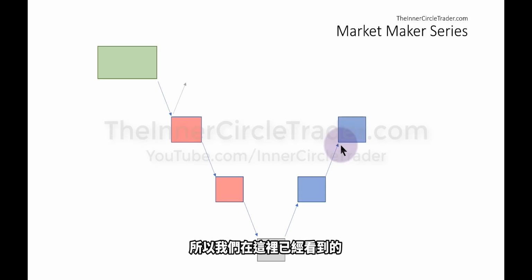So what we've already seen here is consolidating and accumulation of shorts. Accumulate more shorts.